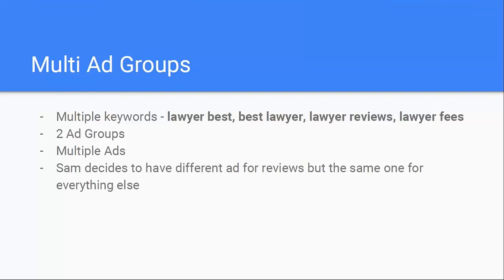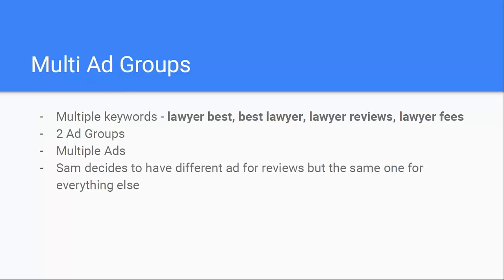So she thinks that the best way to divide is into 2 ad groups. She decides to have a different ad for reviews, but the same one for everything else. It makes some sense. This is called keyword grouping. It is a recommended strategy from Google, where they say to group a bunch of keywords together and advertise them using a specific ad, instead of putting every one of them together into one ad group.